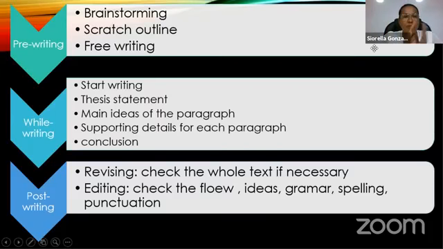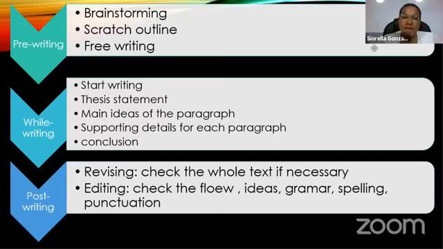And remember, free writing, brainstorming, scratch outline. Lluvia de ideas. Then, while writing, start writing. Write the thesis statement. And then, the main ideas of the paragraph. Lo pueden hacer hasta con números romanos. All right? Supporting details for each paragraph of the main idea. And then your conclusion.